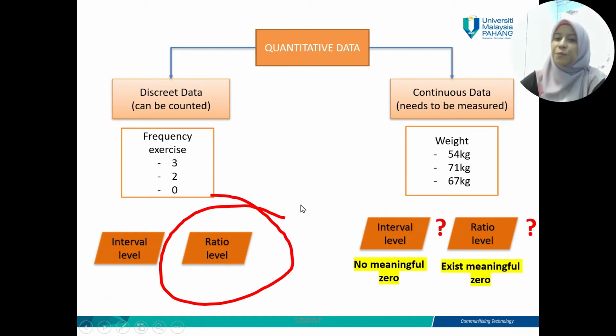Let's try another one. What about weight? Okay, does it have a meaningful 0 or is it no meaningful 0? Okay, so let's think about the value.